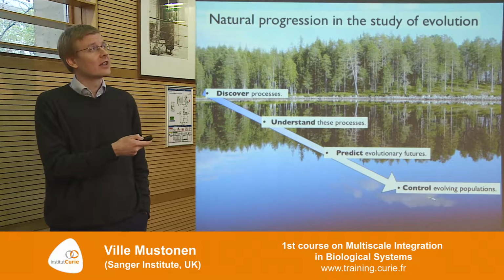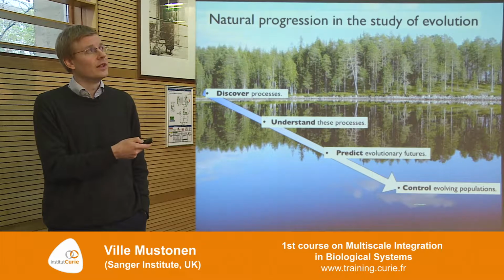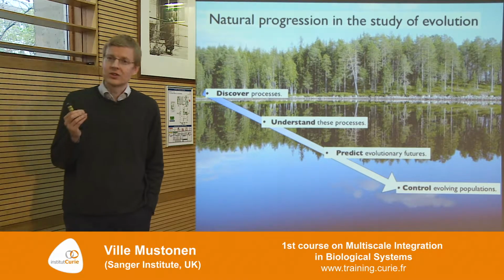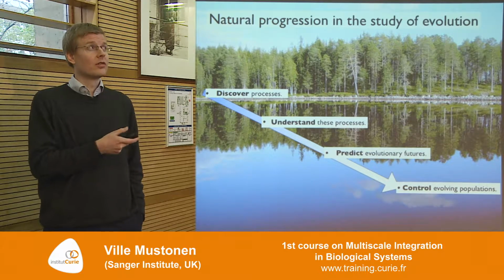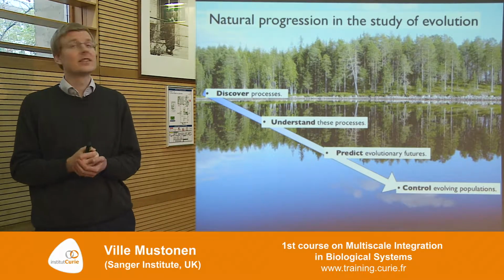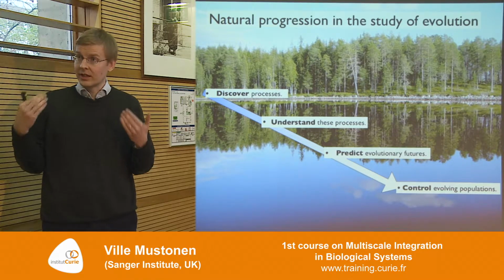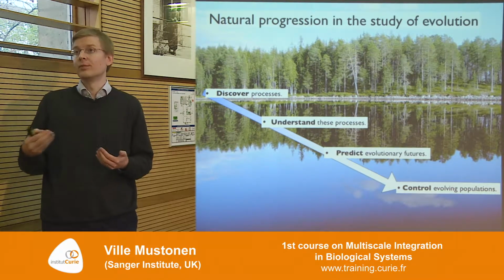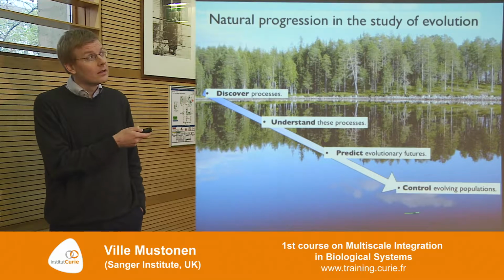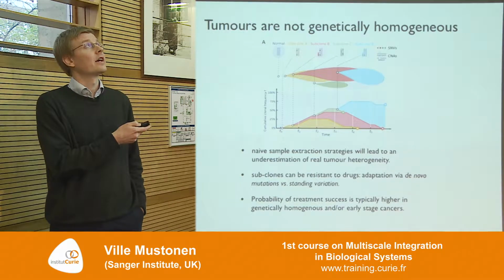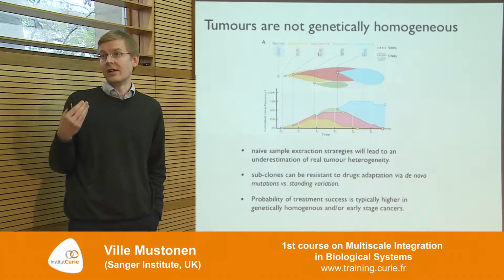Then the last level: we should not be content if we can predict evolutionary futures, but in fact we want to control evolving populations. And this control problem is actually at the heart of drug resistance. At first, the idea that we want to control evolving populations may sound arrogant, but that's actually what happens in every successful application of chemotherapy, let's say. The clinician is successfully controlling an evolving population. But it doesn't always happen like that. And like I said, the reason is that the population becomes resistant to the treatment that is given to it.